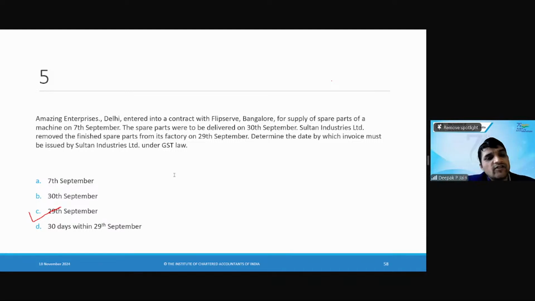So in this scenario, when it is actually removed on 29th, what is the date by which the invoice must be issued is the question. When the goods are ready for dispatch, you will not wait for the day when you had agreed, right? When the goods are ready in advance, you will dispatch them. And the invoice has to be raised immediately when you dispatch. So on 29th September, it is ready to dispatch. You will raise the invoice on the 29th of September itself.